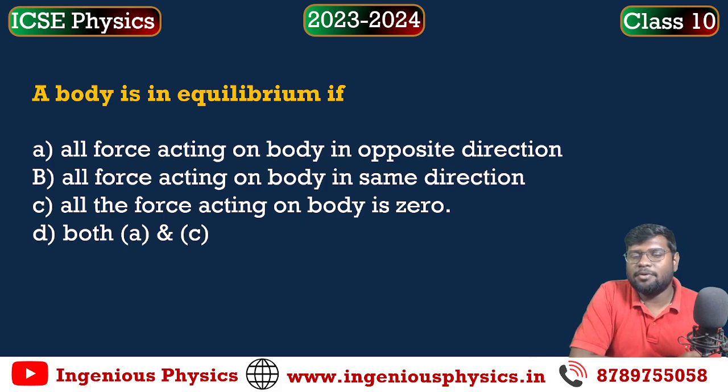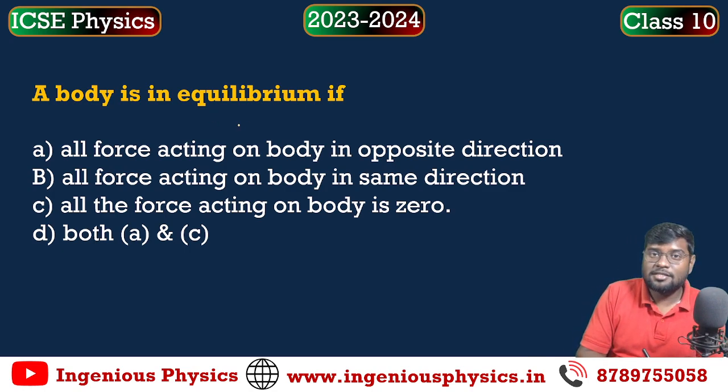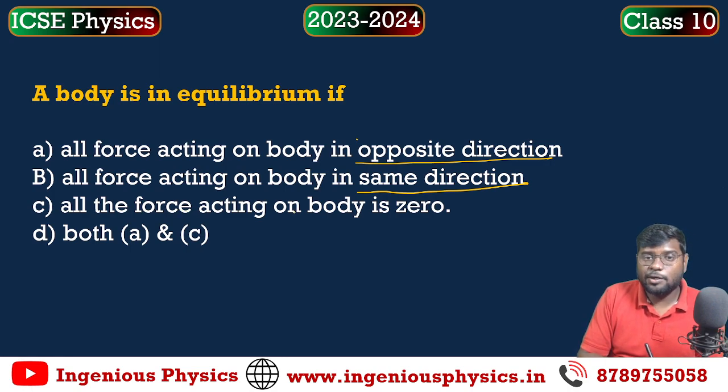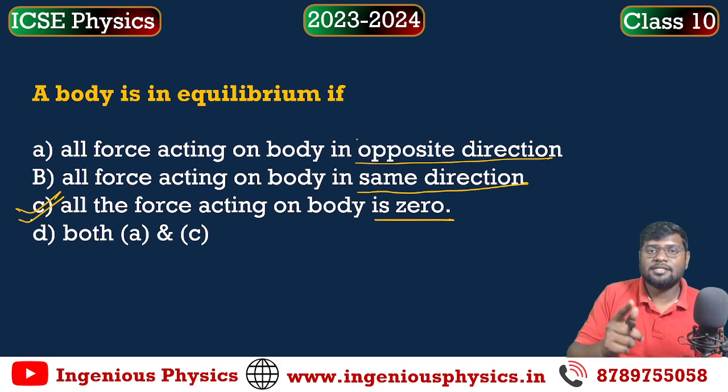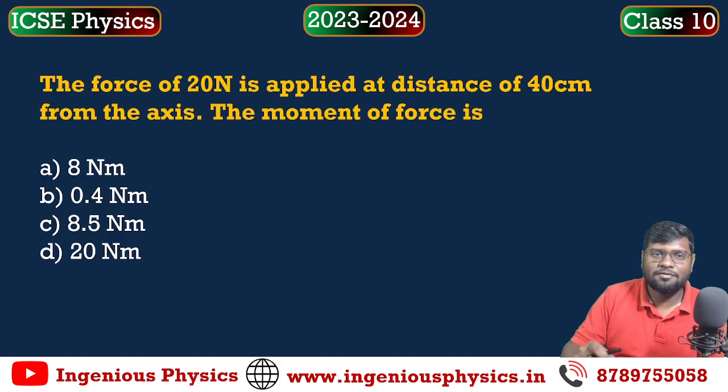Now let us move to the next question. A body is in equilibrium. What do you understand by equilibrium? In equilibrium, the sum of all the external forces acting on a body must be 0, right? External forces. Okay, so let us read the options one by one. All the forces acting on a body in opposite direction. Another is same direction. What about the third one? The sum of all the forces acting on a body is 0. So the correct answer is option number C, right? I hope you understood this one. Now let us move to the next question very quickly.